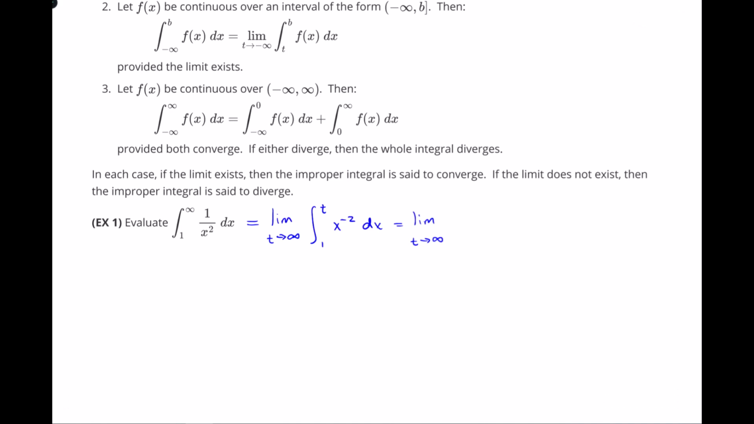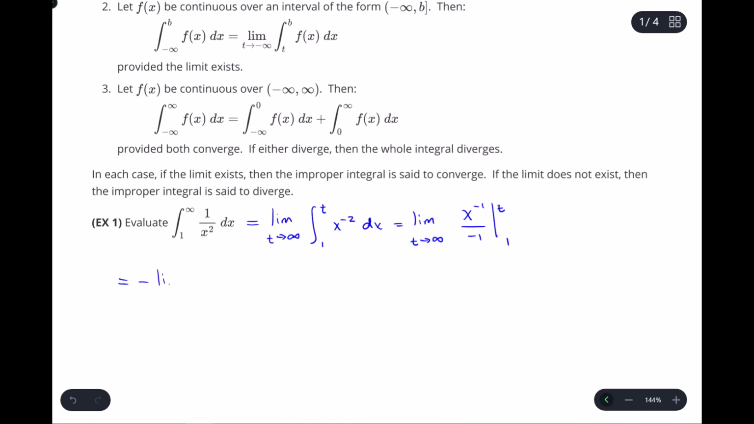But this integration is pretty easy. If we integrate x to the negative second, we would add 1 to its exponent by the power rule. So x to the negative first, and then divide by that new exponent, and then that's going to get evaluated between 1 and t. I think I'll just go ahead and pull the negative outside of the limit, just so it doesn't get in the way.